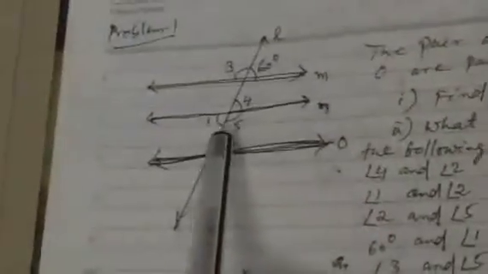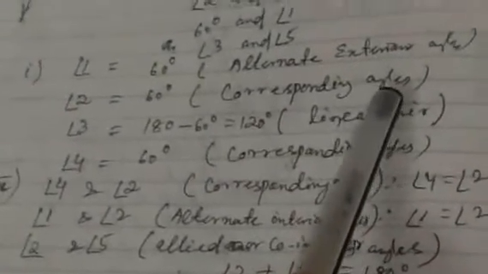Similarly, to find angle 2. 2 is here, and 2 is here. This is a parallel line and transversal line. This angle is equal to this angle, corresponding angle. Therefore, angle 2 is equal to 60 degree. They are corresponding angles.